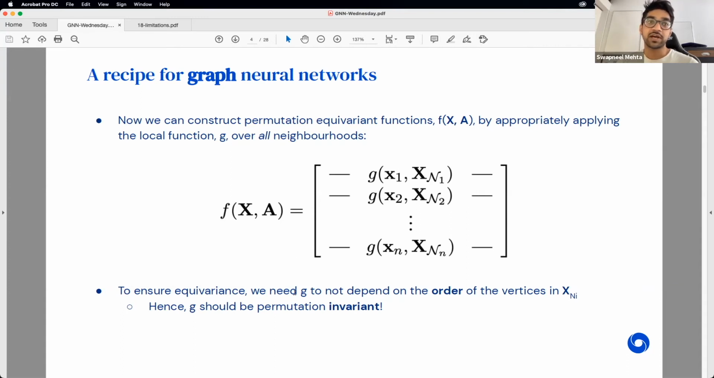And to ensure equivariance, we need g to not depend on the order of the vertices in x_N_i. So g should be permutation invariant. Okay, think about this. We wanted to preserve the order of nodes, but for each node we don't care about the order of neighborhoods. Is this clear for everyone? Like in a node, I don't care which neighbor comes first or last because there is no order. But at the graph level, I do want this transition to be injective. Again, like 1:1. So for this node, there should be this corresponding output. I shouldn't be confused as to which node went to which output.